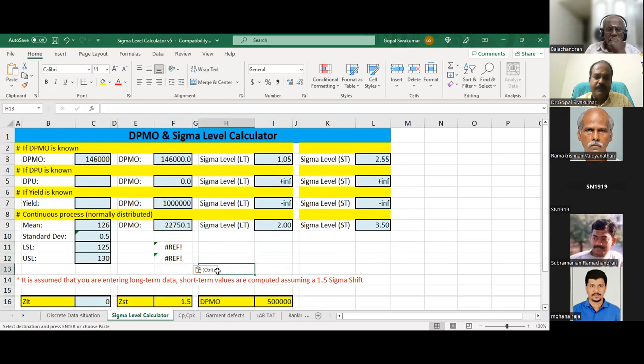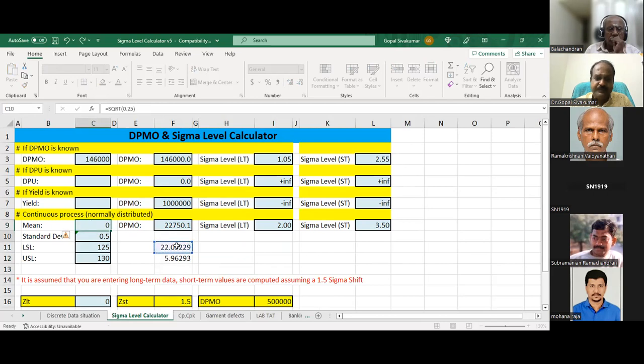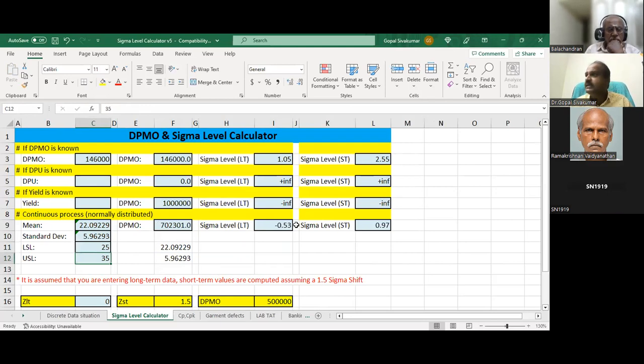These are the values I brought. Mean and standard deviation. Now mean is equal to this one. Standard deviation is equal to this one. And upper spec is 35. Lower spec is 25. And now what is your EZST?